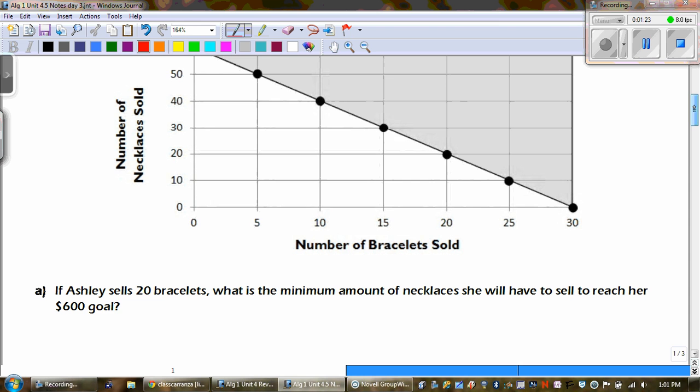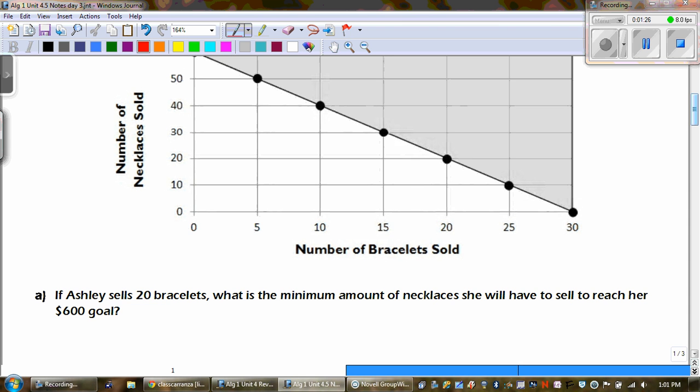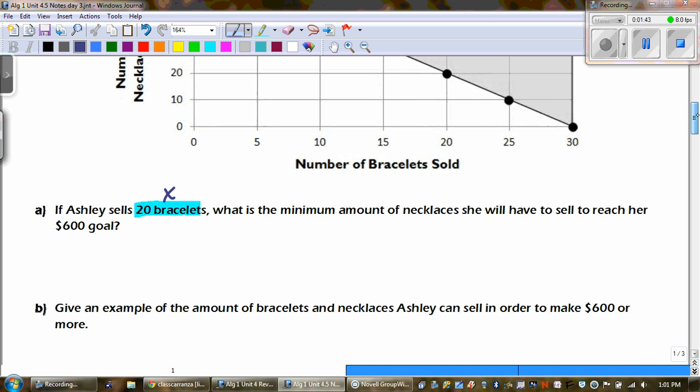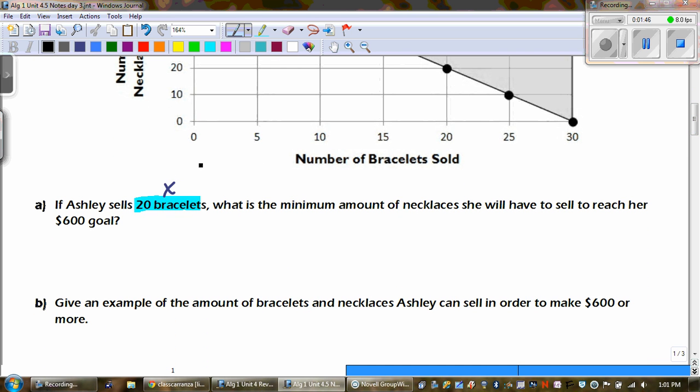So, if Ashley sells 20 bracelets, what is the minimum amount of necklaces she will have to sell in order to reach her $600 goal? Well, let's think about this. Bracelets, those were our X, right? So if they're telling us the X, can't we just plug it in and figure it out? I think so. So if we got 10 times X plus 20Y is greater than or equal to 600. Okay, so if we plug in 20, what will Y be?